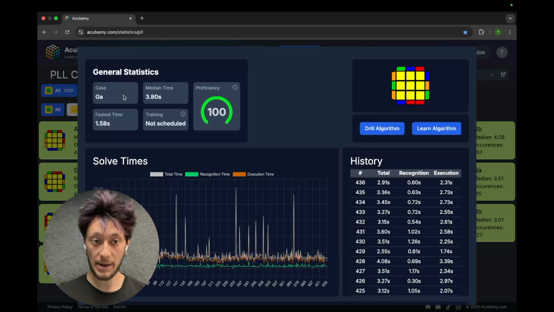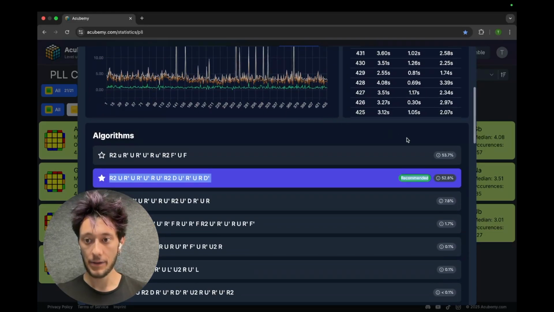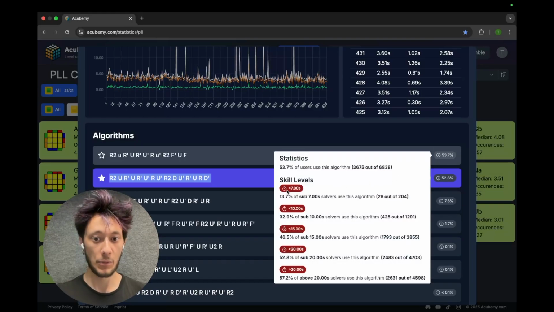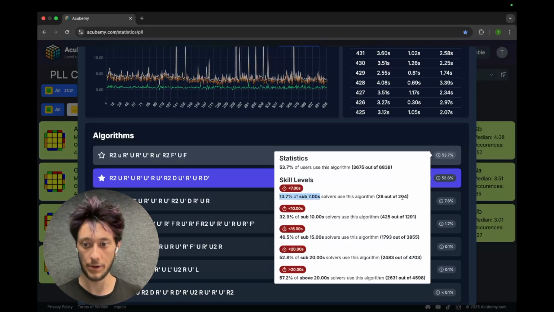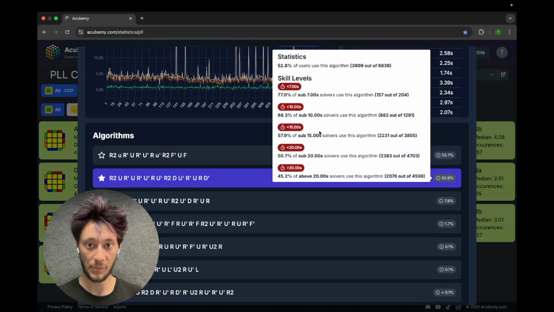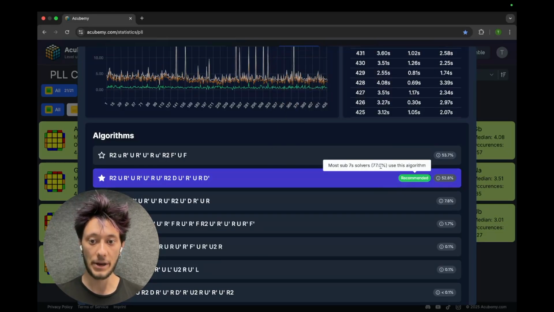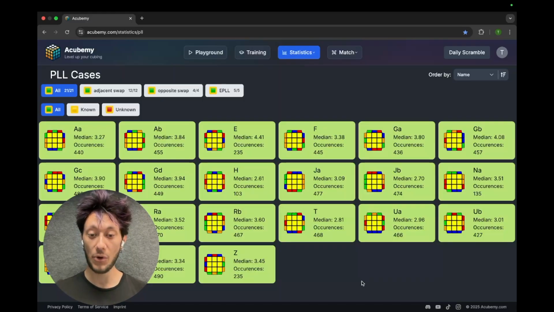For the GAPLL, we can see that the first algorithm is the most used by 53%, but only 13% of the sub-7 second solvers use this algorithm. But for the second one, we can see that over 75% of the sub-7 second solvers use it. That's why we're recommending it. And we have this data for all PLL and OLL cases.